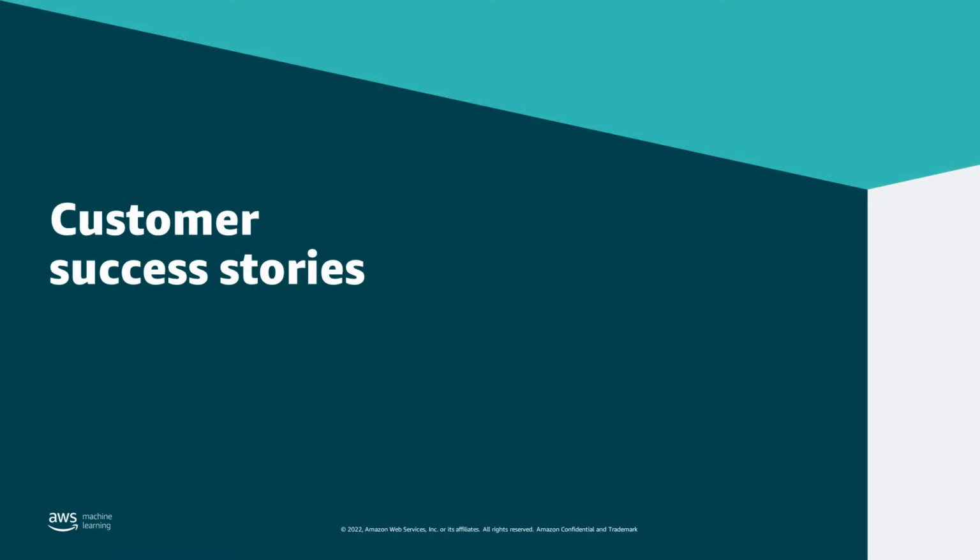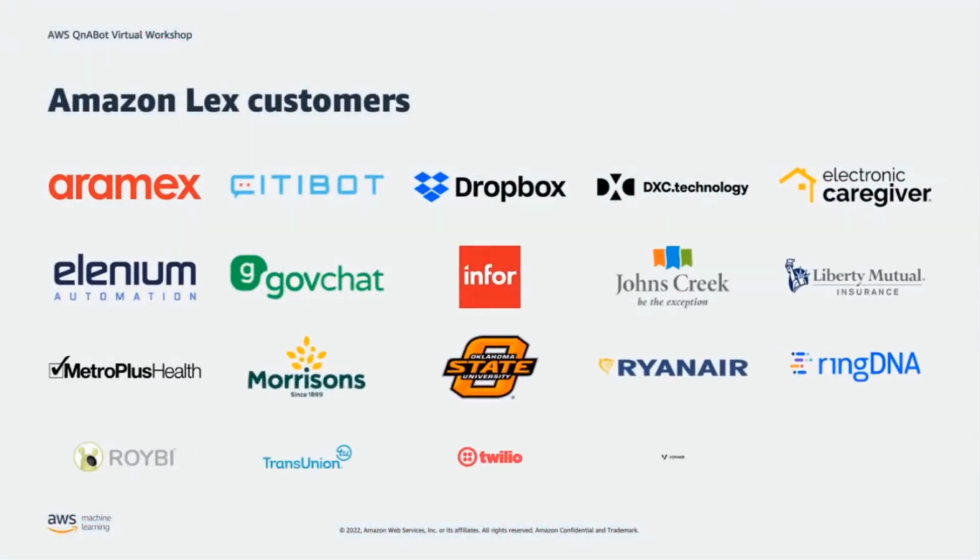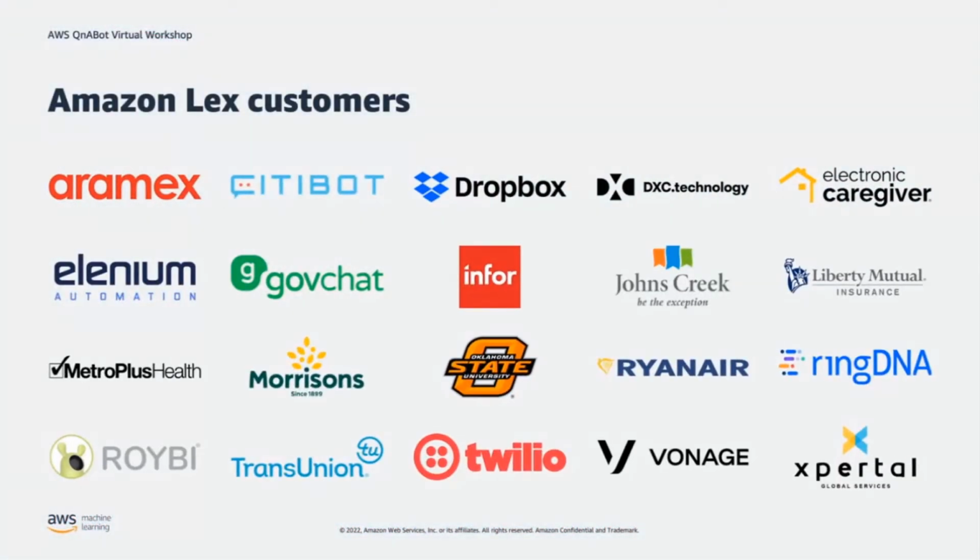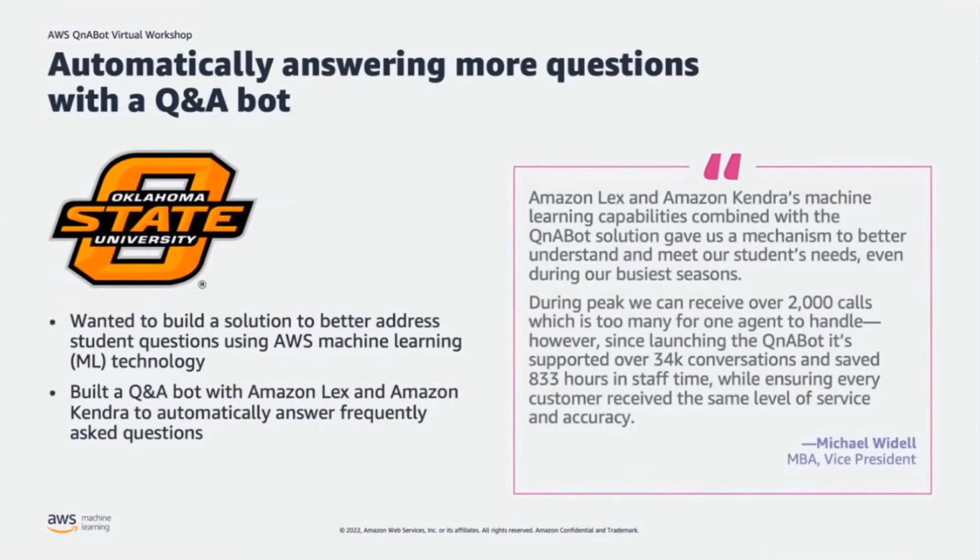Now let's see some customer success stories in using chatbots. We have many different customers using Lex and QnA bot in production. One of those that I want to call out is Oklahoma State University. A quote from the vice president says, during peak, we can receive over 2,000 calls, which is too many for one agent to handle. However, since launching the QnA bot, it's supported over 34,000 conversations and has saved 833 hours in staff time, while ensuring every customer has received the same level of service and accuracy.